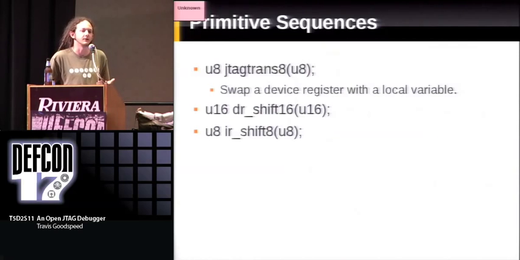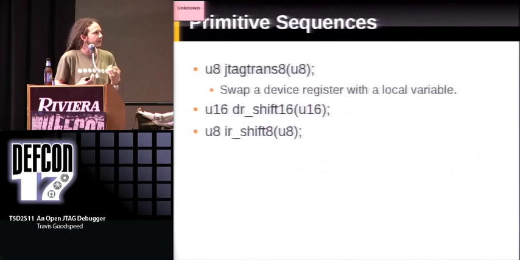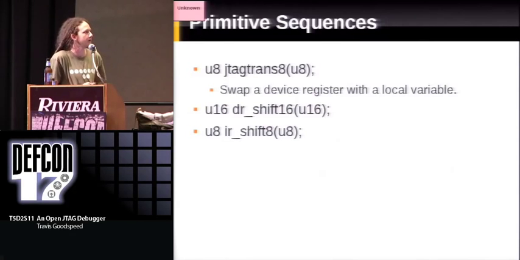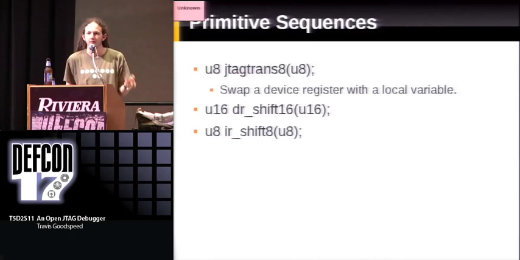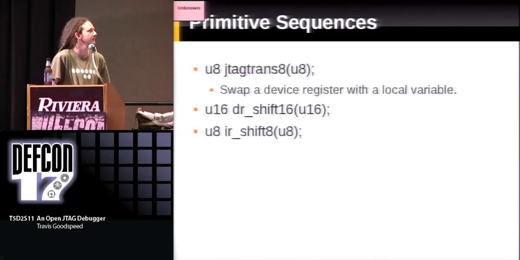So inside of the firmware of the GoodFET, there's a command, JTAG trans 8. It takes in a byte, and it returns a byte. And all this is doing is swapping that byte out. And this is called by two functions, drshift16 and irshift8, which populate the 16-bit data register of the MSP430 and the 8-bit instruction register of the MSP430. The instruction register should actually swap the byte around, because the bytes are sent in opposite directions. One of them comes most significant bit first, the other comes least significant bit first.